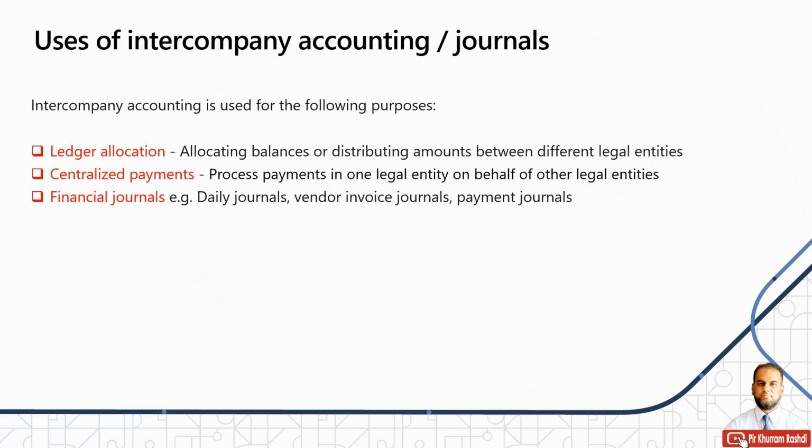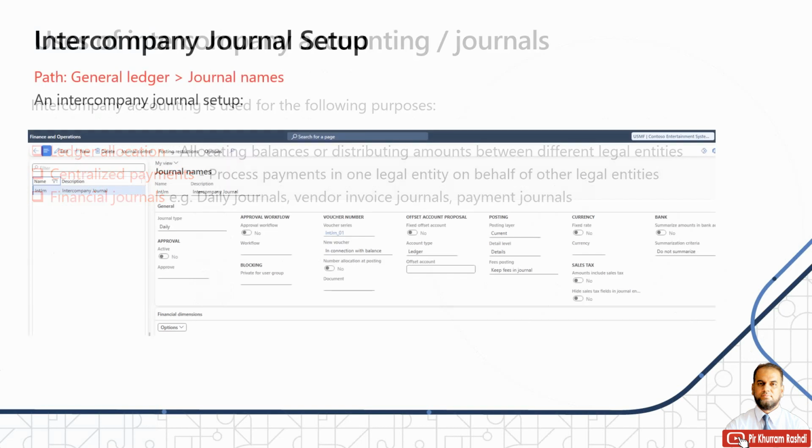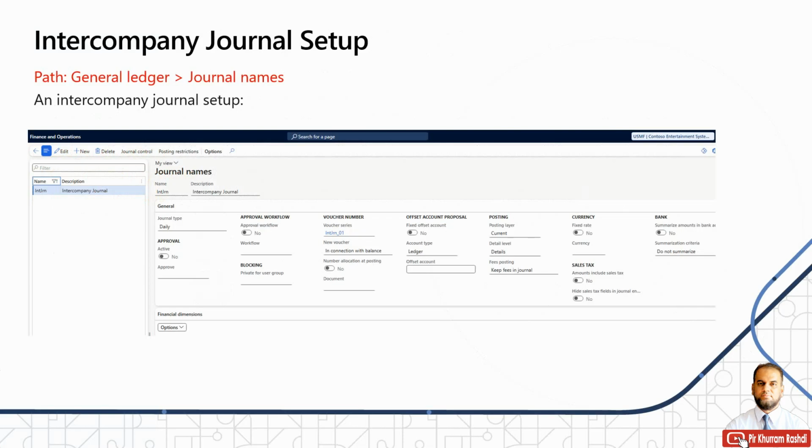Centralized payment also, like processing payment in one legal entity on behalf of another legal entity. For example, to pay the vendors, it can also be done. Financial journals, for example, daily journals, vendor invoice journals, and payment journals, you can use intercompany accounting. So these were the uses, and the basic setup is simple.